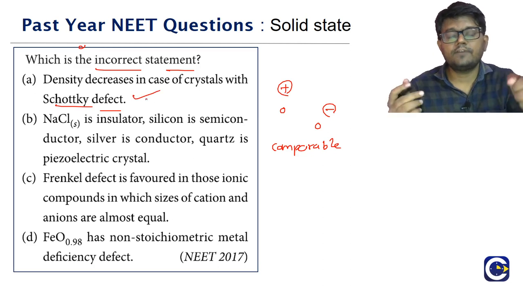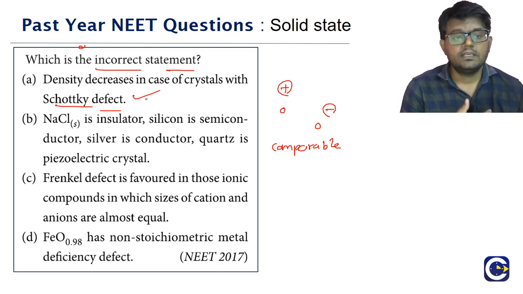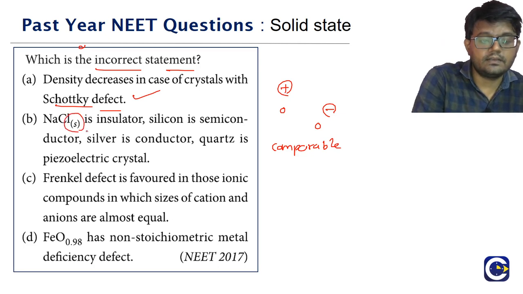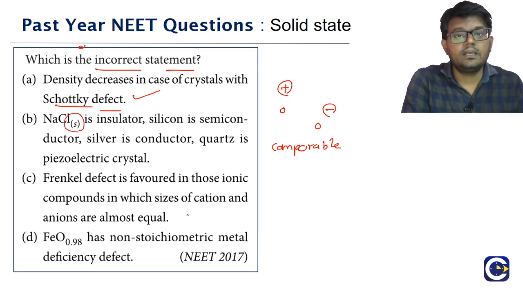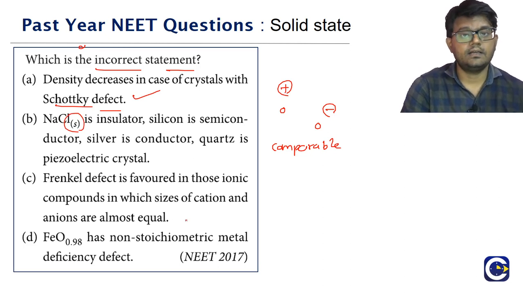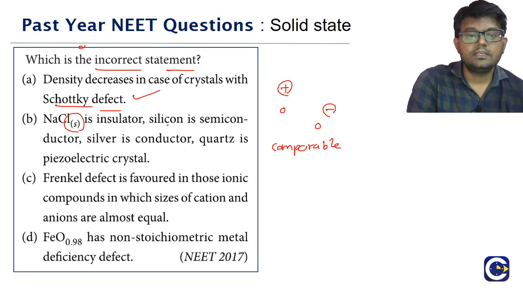Second, we are looking for the incorrect statement, by the way. NaCl is an insulator in solid state. This is very important because NaCl, if it is in the molten state or in aqueous solution, is an electrolyte. That is why it is able to act as a conductor in solution. But ionic compounds in solid state will be what? Insulators. So NaCl solid is an insulator, that is correct. Silicon is a semiconductor, that is also correct. Silver is a metal, that is a conductor.